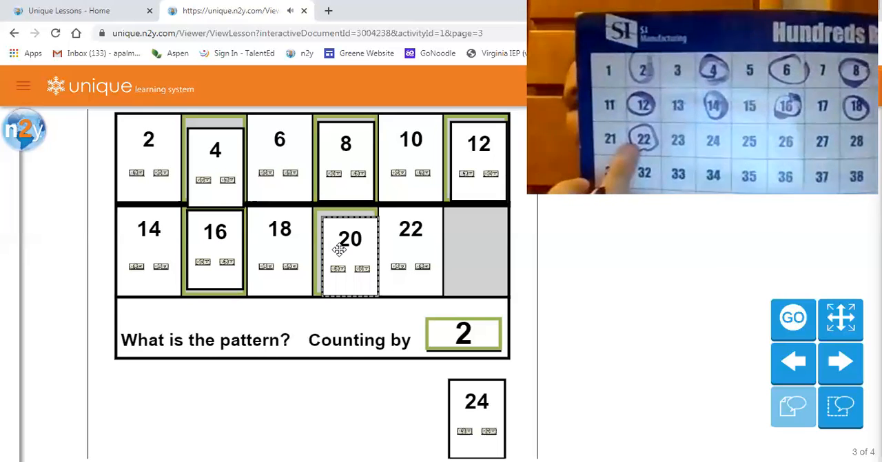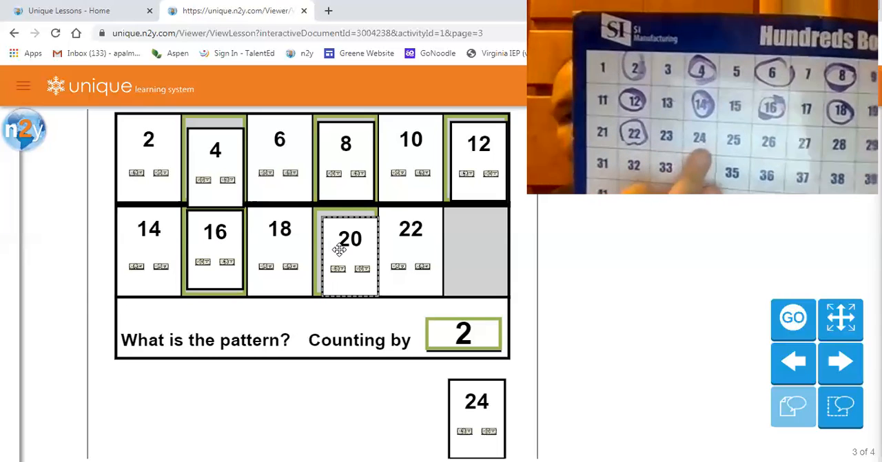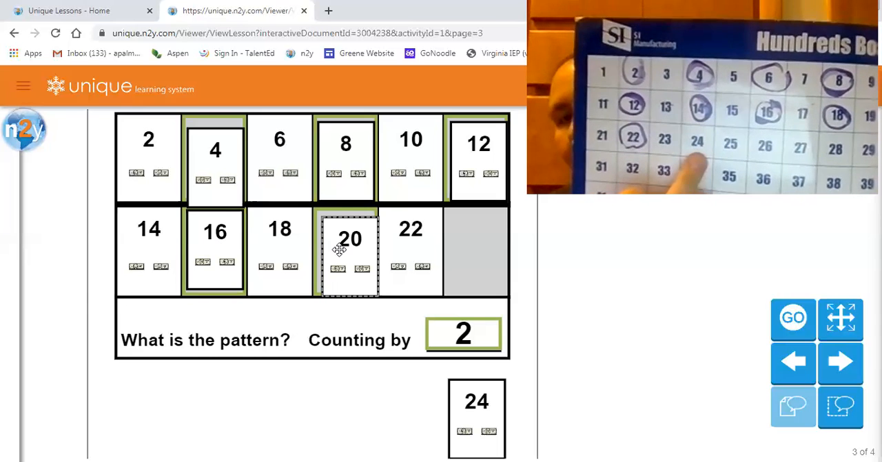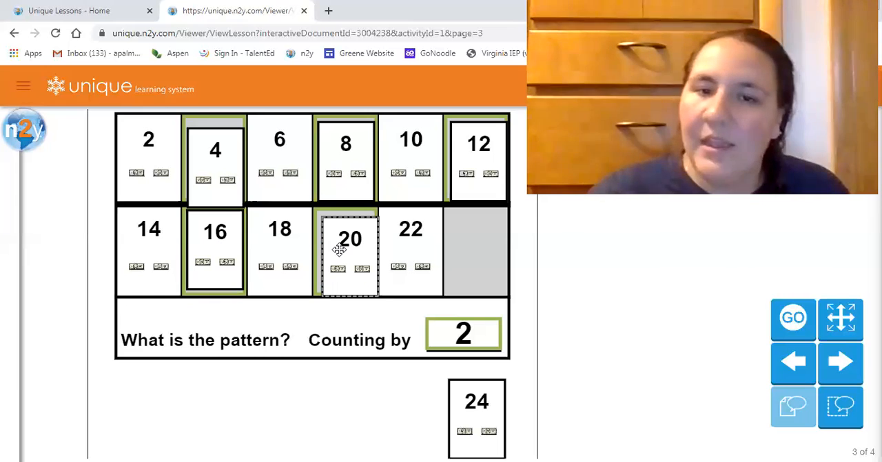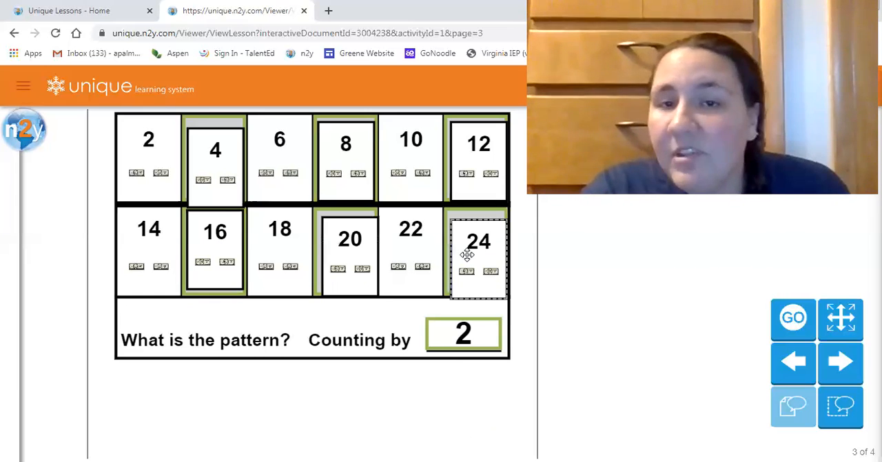And I need to figure out what comes next. So I'm going to count 2. 1 and 2. What did I land on? Great job, you guys. Great counting. So patterns are easy, right? You just have to see what's repeating and keep repeating.